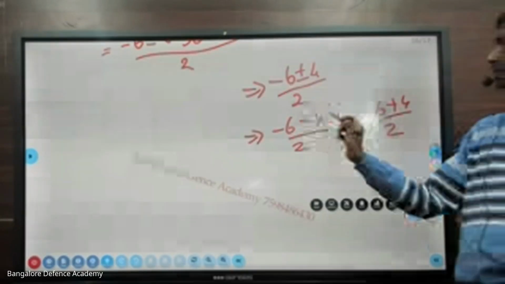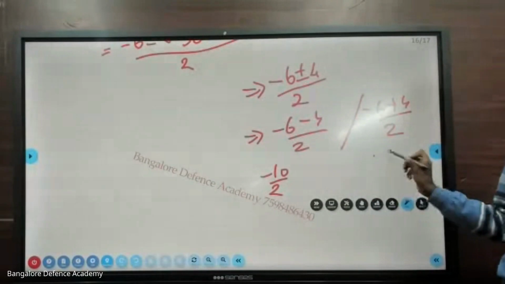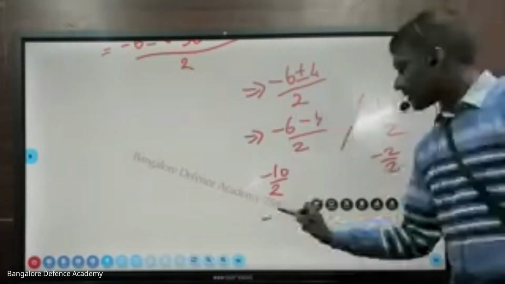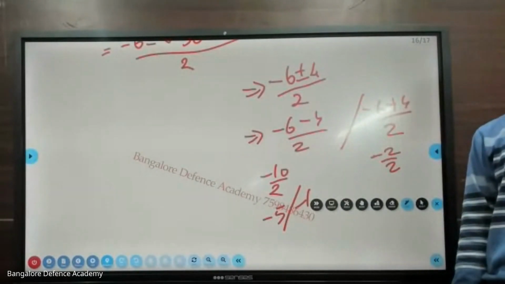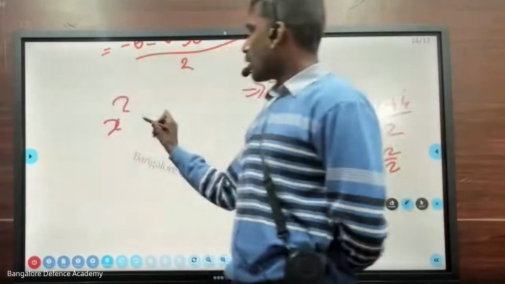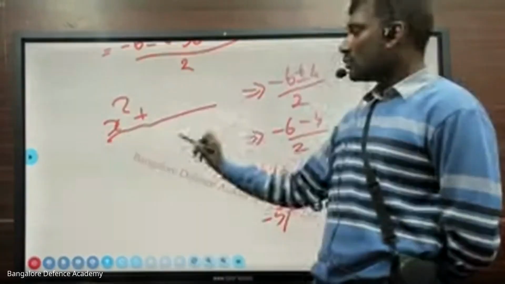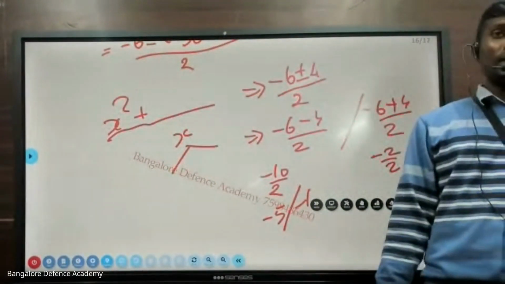What happens? So you get minus 10 by 2 and you get minus 2 by 2. So answer is minus 5 or minus 1. Minus 5 or minus 1. Remember one thing, whenever you have a quadratic equation, you will have two x values. You will always have two x values.